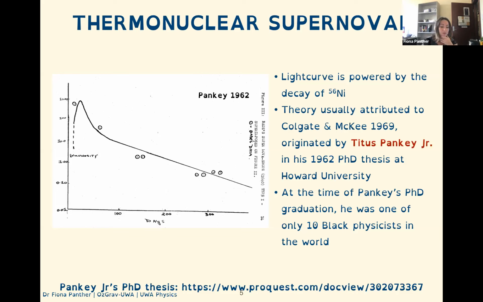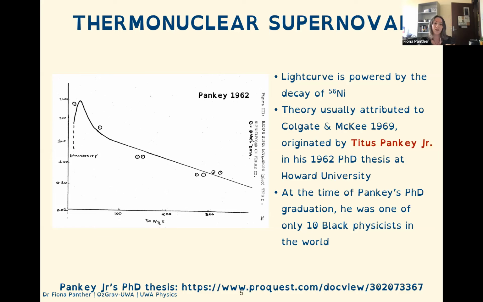So the main point I want to make, though, is that while this theory is generally cited as Colgate and McKee, it actually came from a man called Titus Pankey Jr. And he wrote his PhD thesis in 1962 at Howard University, which is a historically Black college in the United States. And Pankey, when he graduated, was one of only 10 Black physicists in the world. You can actually access his thesis online now.